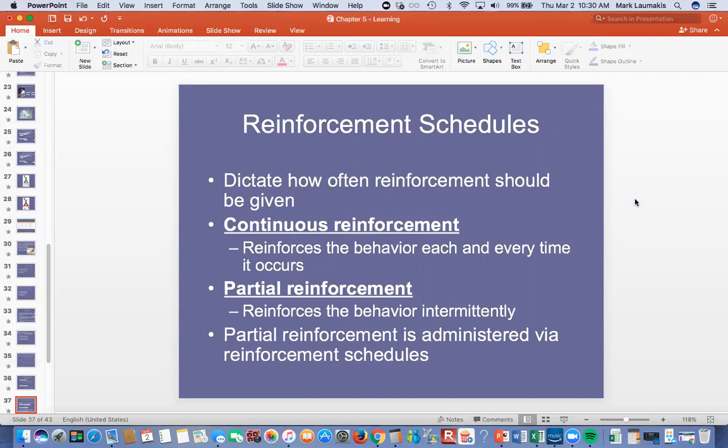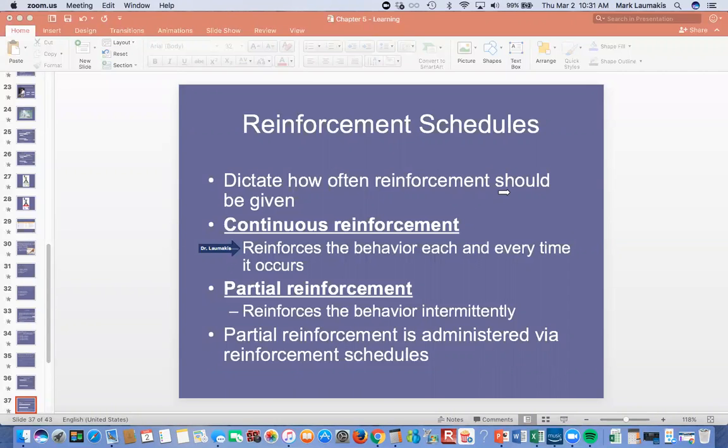We're talking about reinforcement schedules. Now, here's the deal, guys. Reinforcement schedules are used to dictate how often reinforcement should be given, right? If you're wondering, as a new grad student in B.F. Skinner's lab, should I give the rat food every single time he presses on the bar? If Skinner says yes, then he's asking you to do continuous reinforcement, where you're reinforcing the behavior each and every time it occurs, okay?